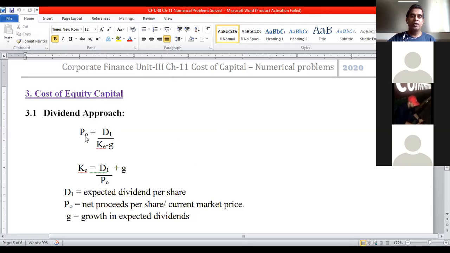I hope you remember the equation. P0 is used to find out the current market price of an equity share. In some problems, even this is asked. And to calculate cost of equity capital under the dividend approach, we use this equation: KE is equal to D1 divided by P0 plus G, where D1 is the expected dividend per share, P0 is the net proceeds per share or current market price, and G is the growth in expected dividends.